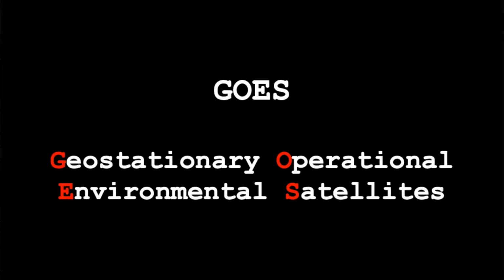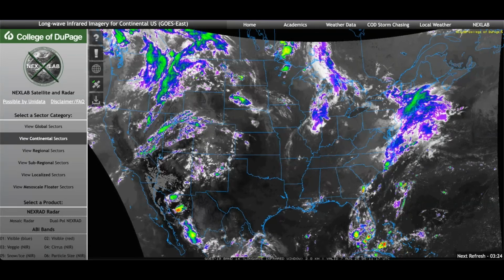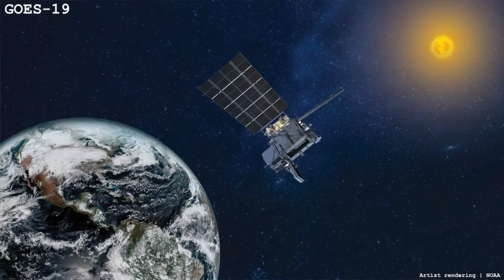The main satellites we use for weather forecasting here in the US are the GOES satellites. GOES stands for Geostationary Operational Environmental Satellites. Chances are any of your favorite weather data sites that offer satellite data are going to show you data from the GOES satellites. There have been several iterations of the GOES satellites since GOES 1 was launched in 1975. Today we're up to GOES 18 and GOES 19.